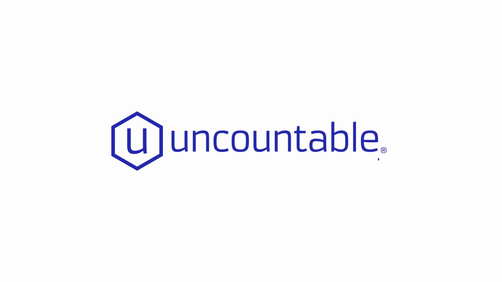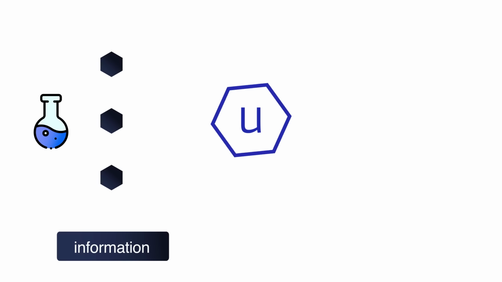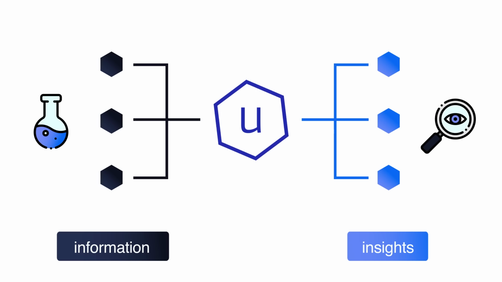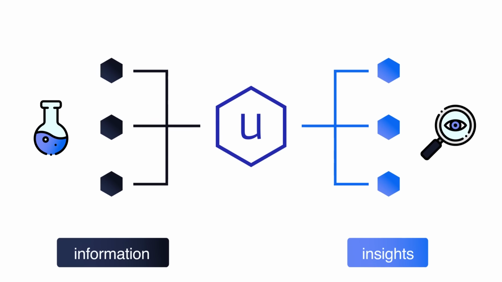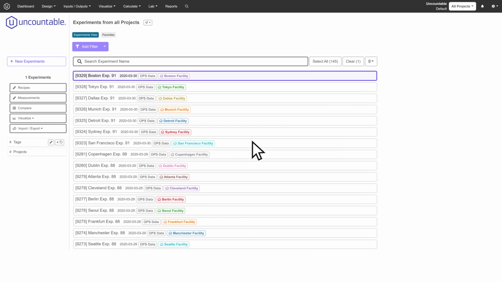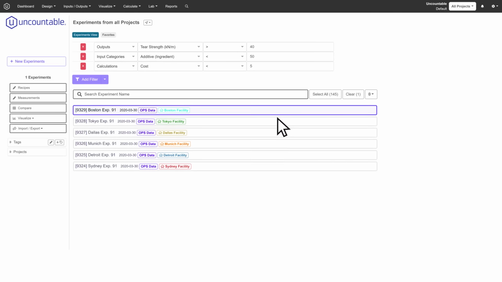Meet Uncountable, your team's new home for research and development. The Uncountable platform lets you manage information from across the lab so that your team can learn from the experiments they're running every day. At Uncountable, we emphasize the ability to search, filter, and analyze all of the data you collect. That starts with the experiments themselves.